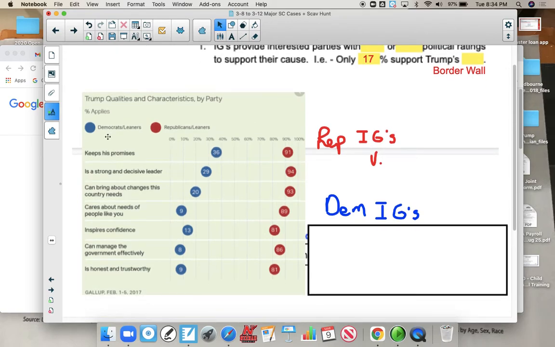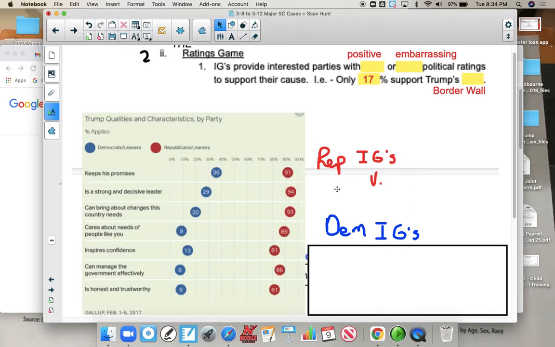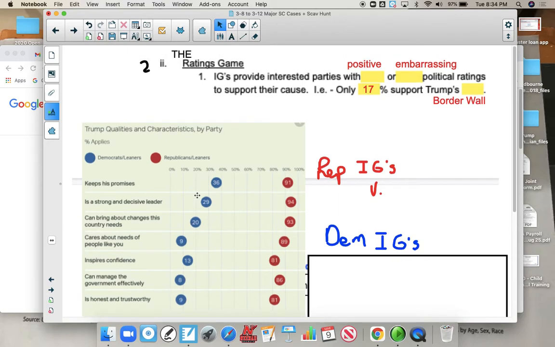That said, I did a little research to find out some more ratings games. Think about Republican interest groups. They would typically shine a lot of light on Donald Trump and how much support his policies or qualities or characteristics had. Look at these numbers: 80% or more supported the things that he did, his confidence, his promises that he kept. But if we compare it to the Democrats, it's the complete opposite, extremely low. So these rating games that interest groups can play can really impact who supports them.